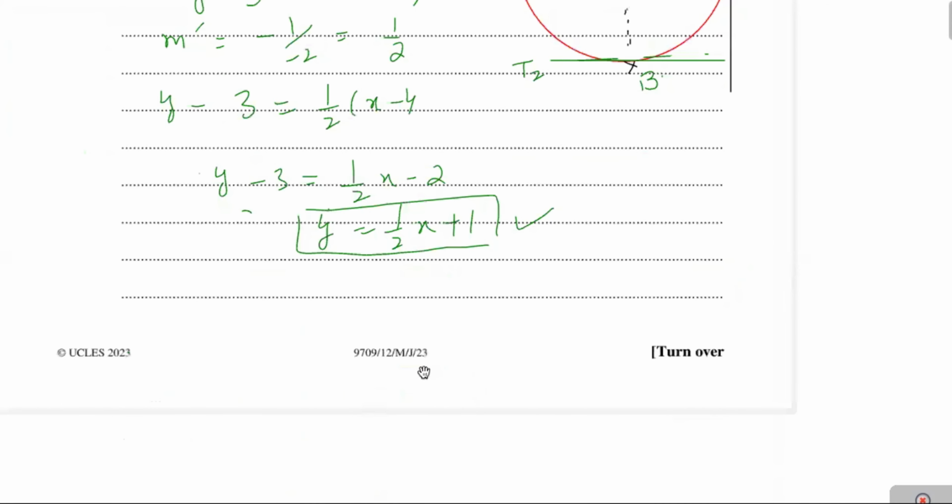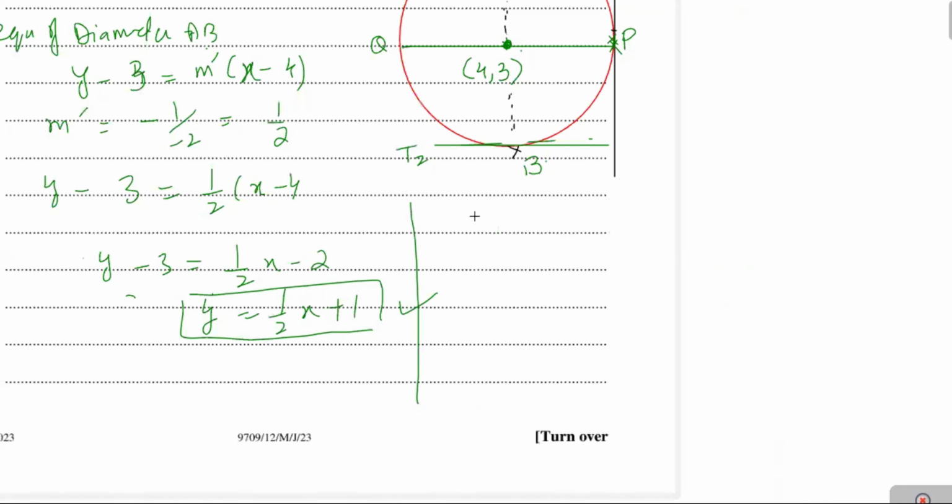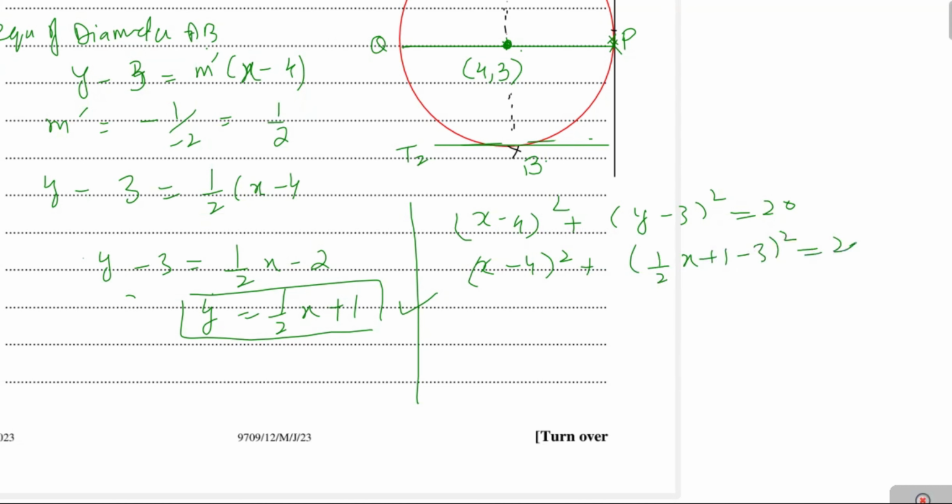The equation of the circle here is x minus 4 whole square plus y minus 3 whole square equal to 20. We put the value here: x minus 4 whole square plus y, which is 1 over 2x plus 1, minus 3 whole square equal to 20. Now we get x minus 4 whole square plus 1 over 2x minus 2 whole square equal to 20.